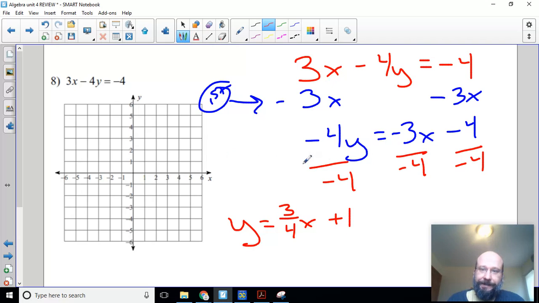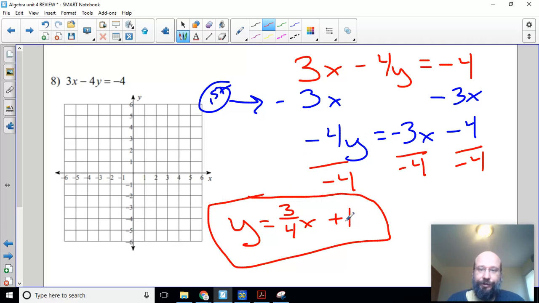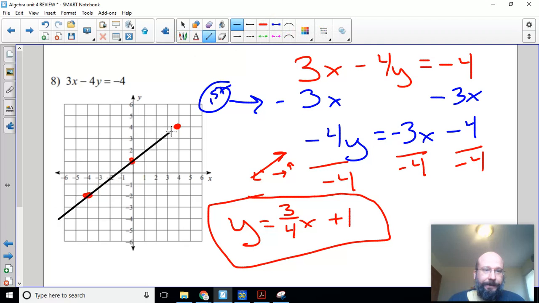First step's move the x. Second step's divide whatever's in front of y. And then in this case, we're going to graph this. Start at our 1. We have a positive slope. So I'm going to go to the right and up. So I'm going to go to the right 4 and up 3. I could also have gone to the left and down. Left 4 and down 3. That gives me my 3 points. And then I connect these points. Make sure my slope's positive. It is. So I'm pretty sure I did it right.